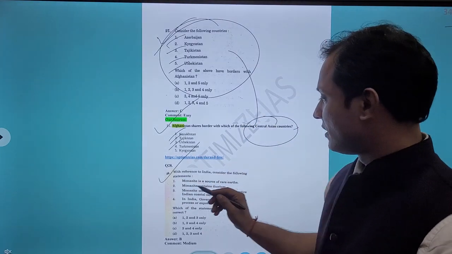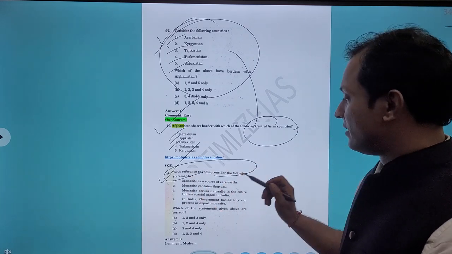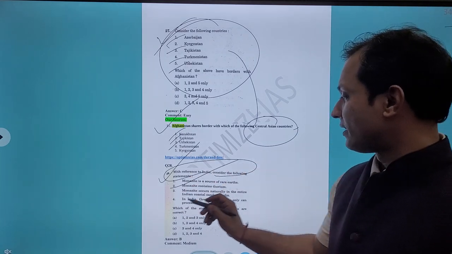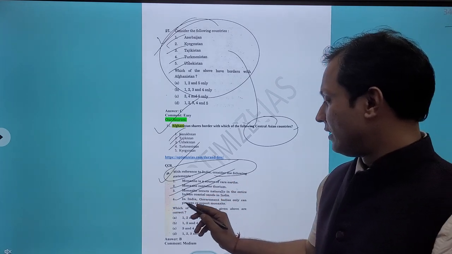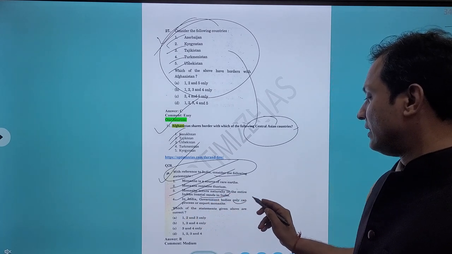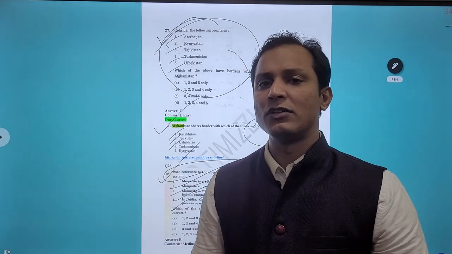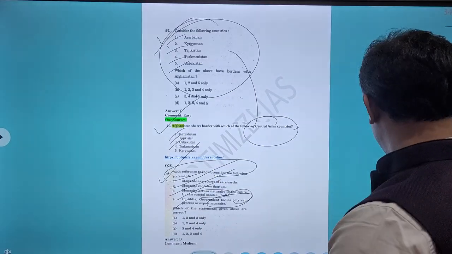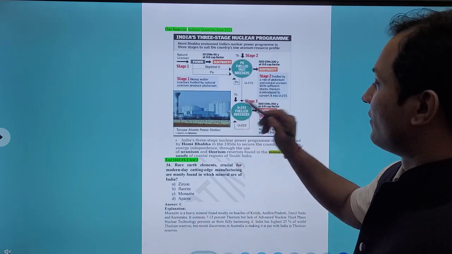Question number 8. With reference to India, consider the following statements, guys. Monazite is a source of rare earth. Monazite contains thorium. Monazite occurs naturally in the entire coast of India, and in India, only the government can process monazite. Guys, now let me tell you, exactly this question I have given in the test. Exactly this question, you see, I have given in the test.